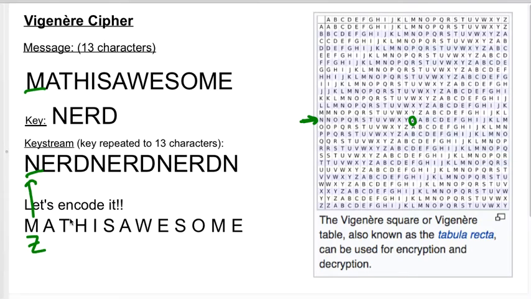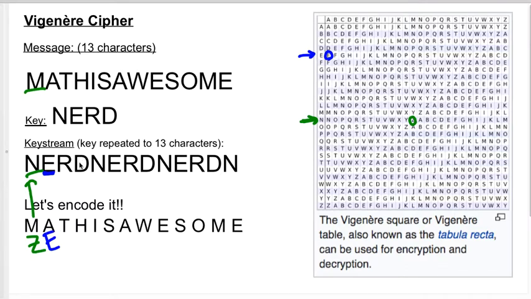Now, to encode the A, I'm going to use row E. So I'm going to go to E, and you'll notice the nice thing about my key is I'm only using 4 rows. I actually only need the E row, the N row, the R row, and the D row, right? So the E row, I'm going to go ahead and use the E row to encode A. Well, the E row to encode A is just going to encode as E, right?